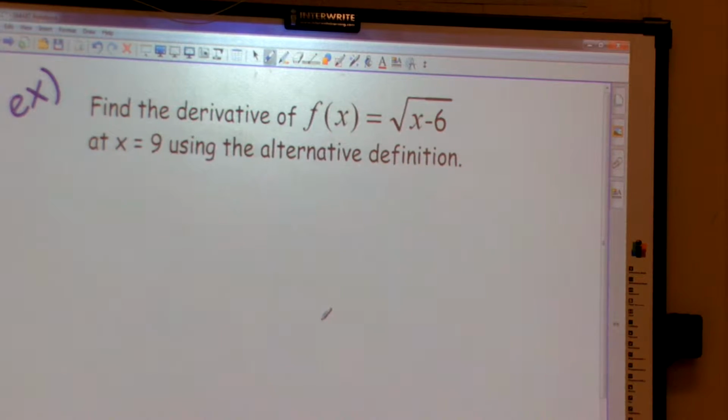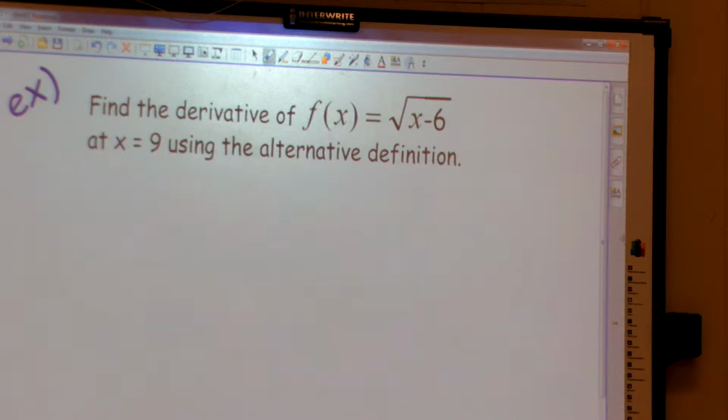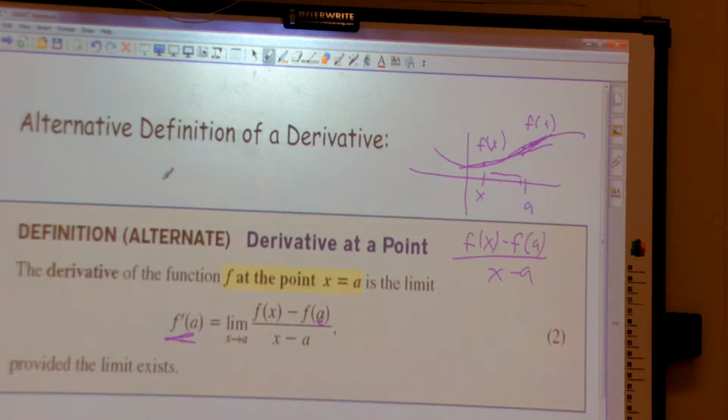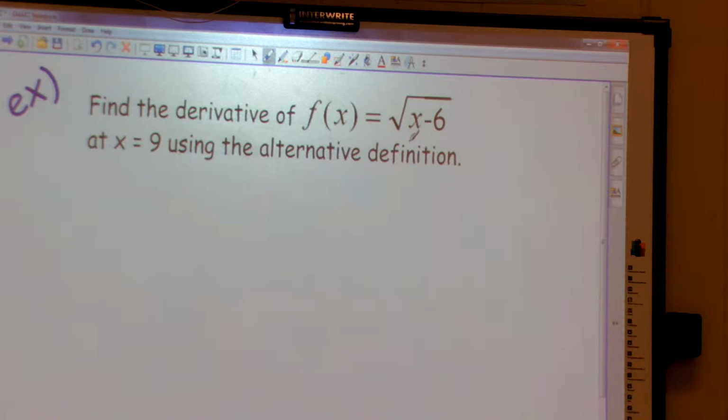Okay. So there's several ways to go about this. They want the derivative just at 9. So what I could do is do the whole function using just x and a and then plug in when I'm all done. Or I could plug it in now. So here's what I could do. Don't write this down yet.